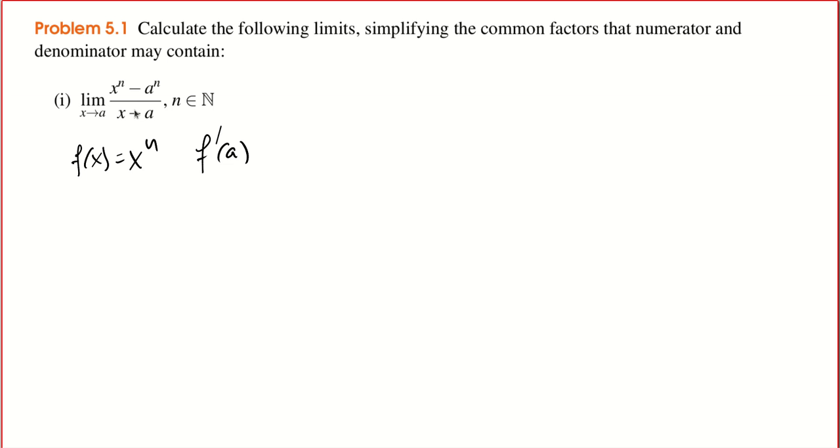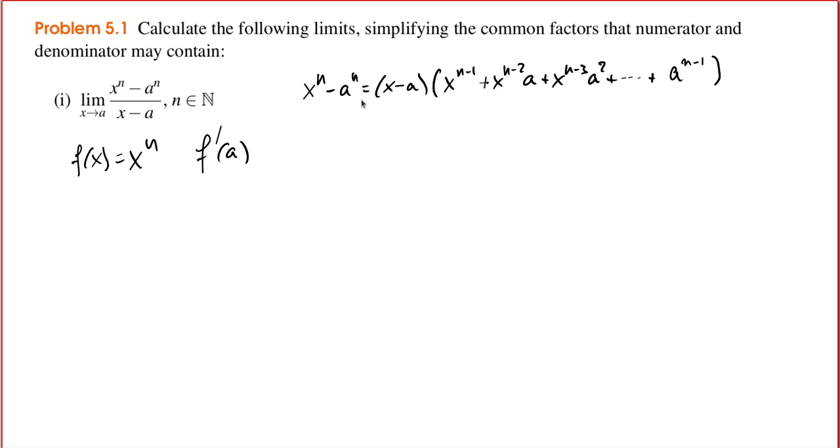So in particular, for this one, the result is easy because there is a well-known identity which says that x to the n minus a to the n is equal to x minus a times x^(n-1) plus x^(n-2) times a plus x^(n-3) times a squared, and so on until you get to a^(n-1), right? And this is what we're going to use here.